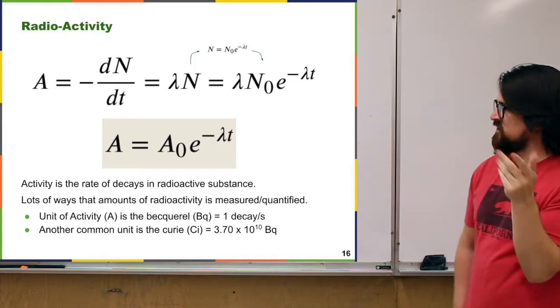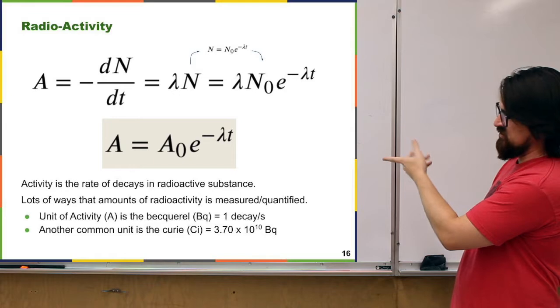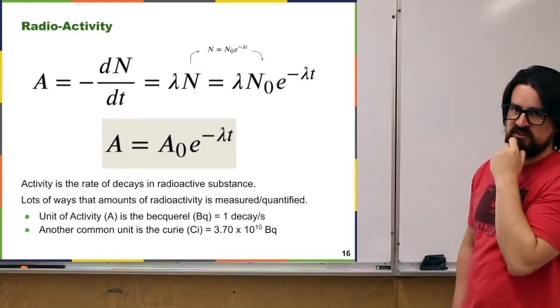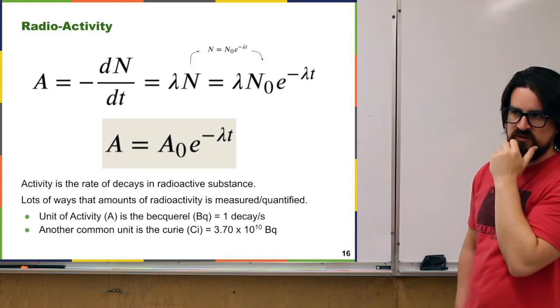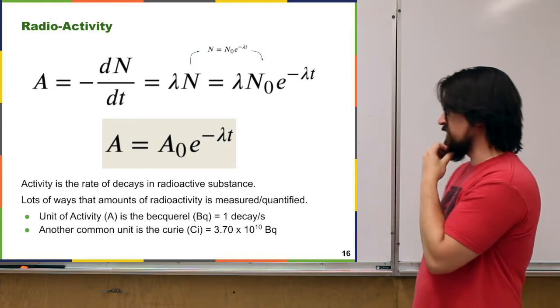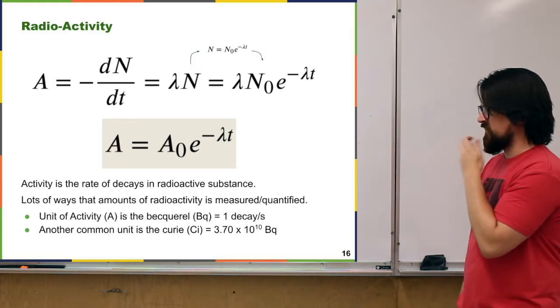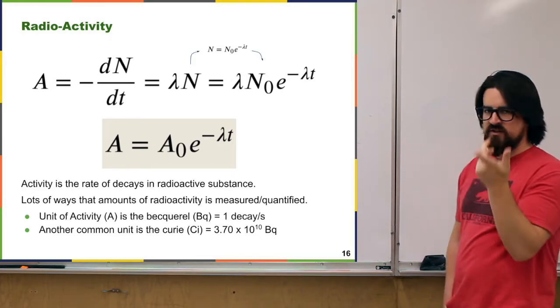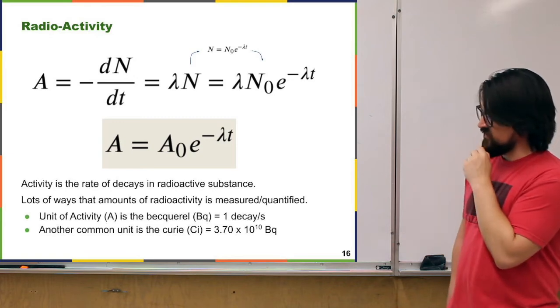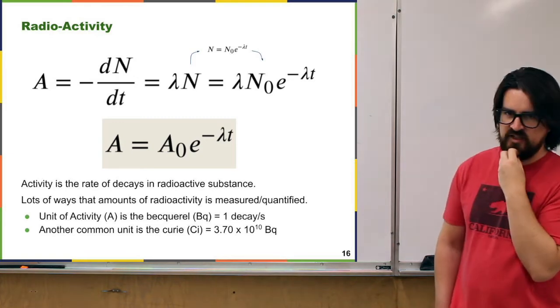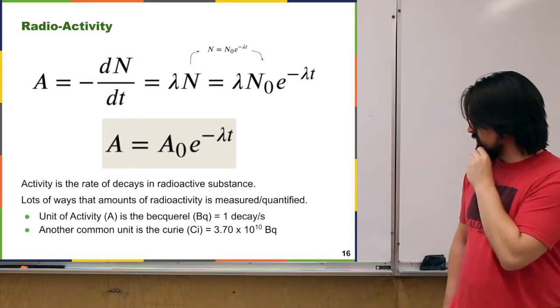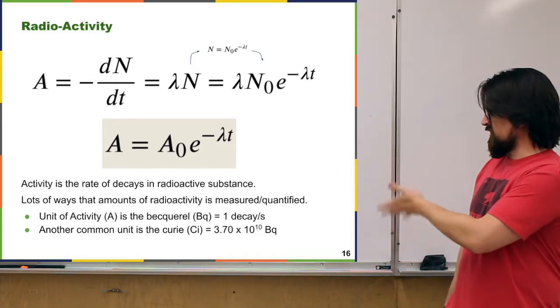And we can write the activity as a function of time as just another decaying exponential, and A0 is just lambda times the N0, the initial amount of nuclei. So the unit for activity is a becquerel, I don't know how to say that, Bq, and it's just 1 decay per second. Another common unit named the curie has to do with the radioactivity of radon, I believe, but it's basically just a scaled becquerel.